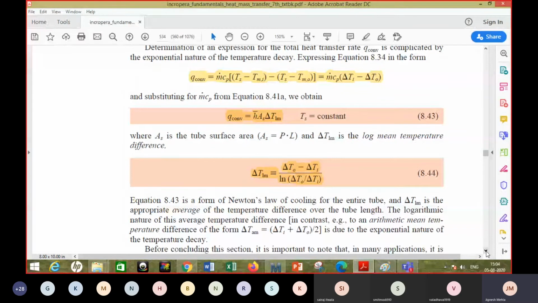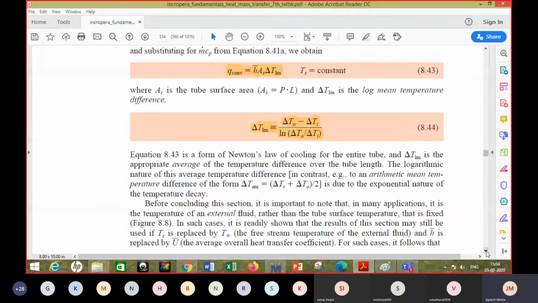And this is called log mean temperature difference, right? At the entry, the temperature difference was delta Ti. At the exit, the temperature difference is delta To. But what is the average temperature difference? Because the change is exponential, or the difference diminishes exponentially, the average delta T is not the arithmetic average. So it should be taken as the log mean average.